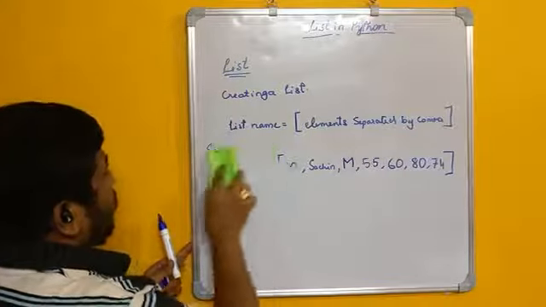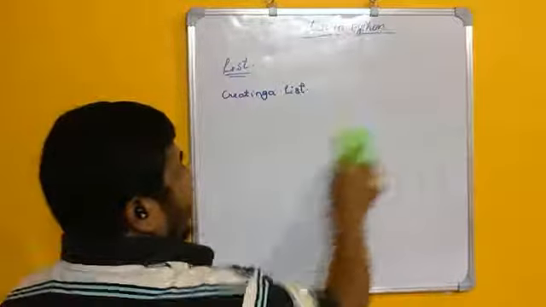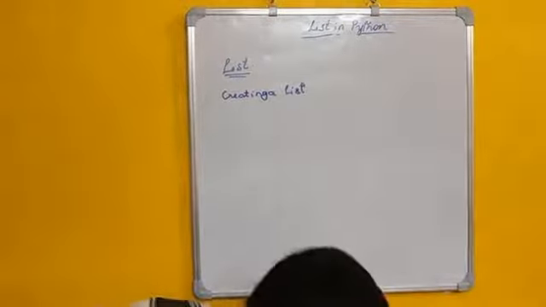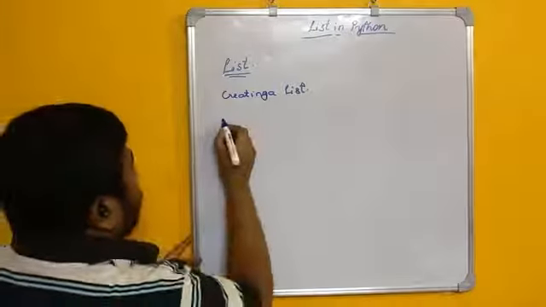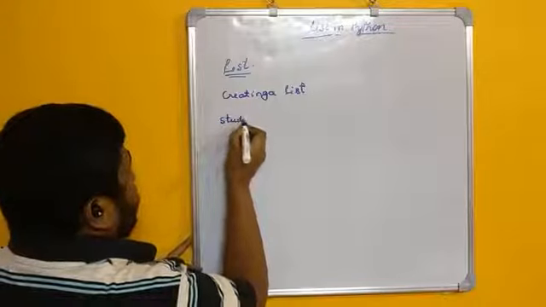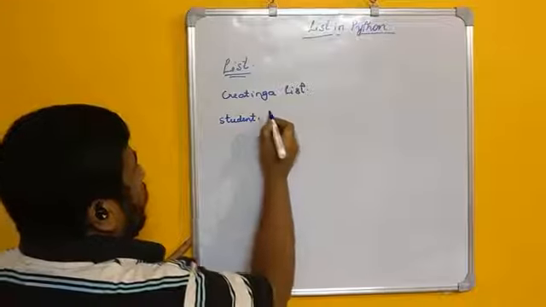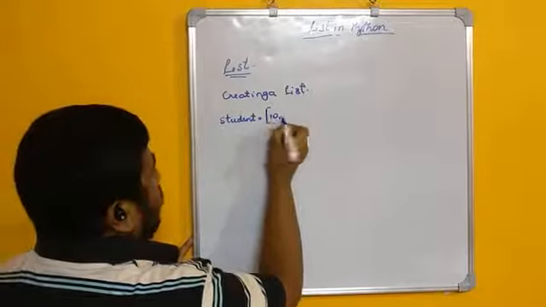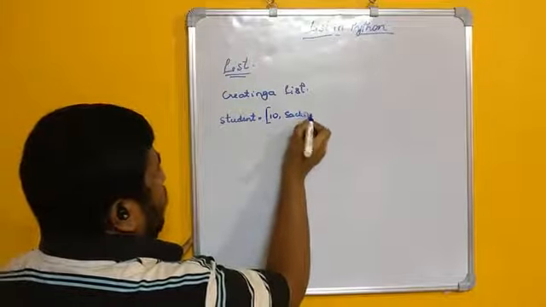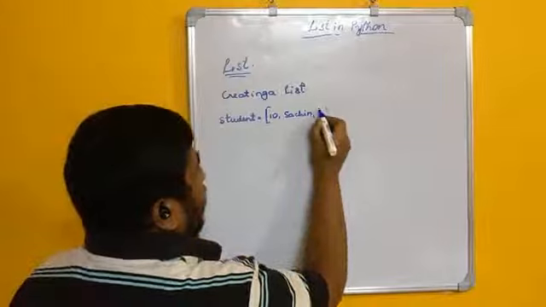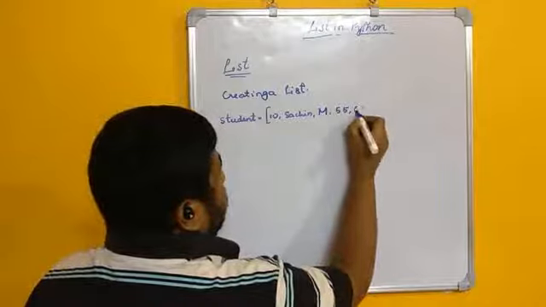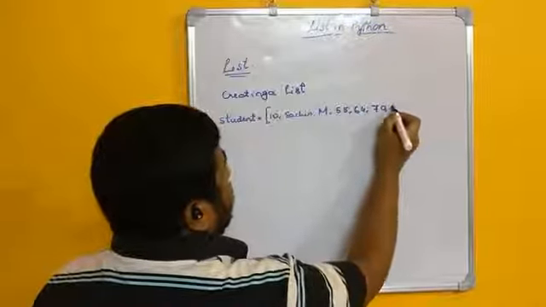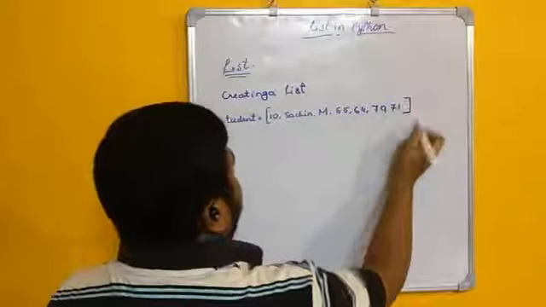Okay, creating the list. So we will see how, after creating the list, we can index it and slice the list. Now I am creating the list. student is equal to 10, comma, Sachin, comma, male, comma, 55, 64, 70, 71. This is my list.